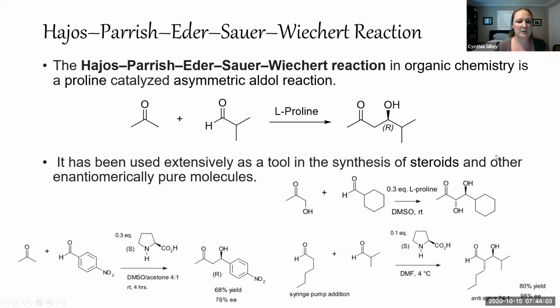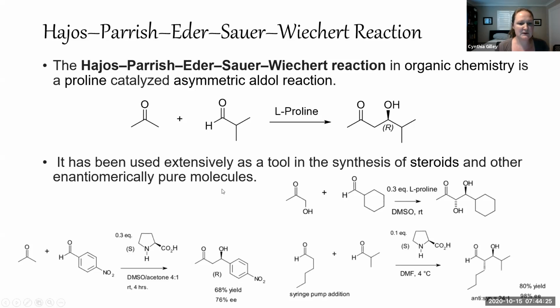And that's essentially what we're doing, right? We're doing an L-proline catalyzed asymmetric, meaning enantioselective, aldol reaction. And in the video, you're going to see that the preference is to form the R enantiomer over the S enantiomer. Let's look at a few other examples of this reaction.